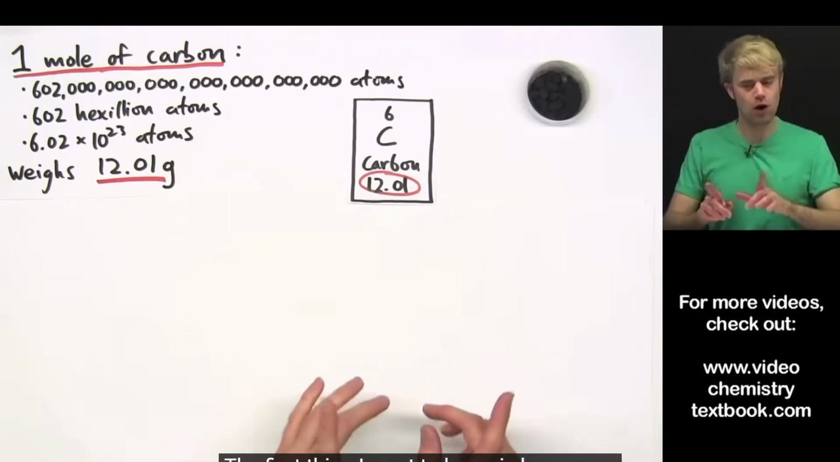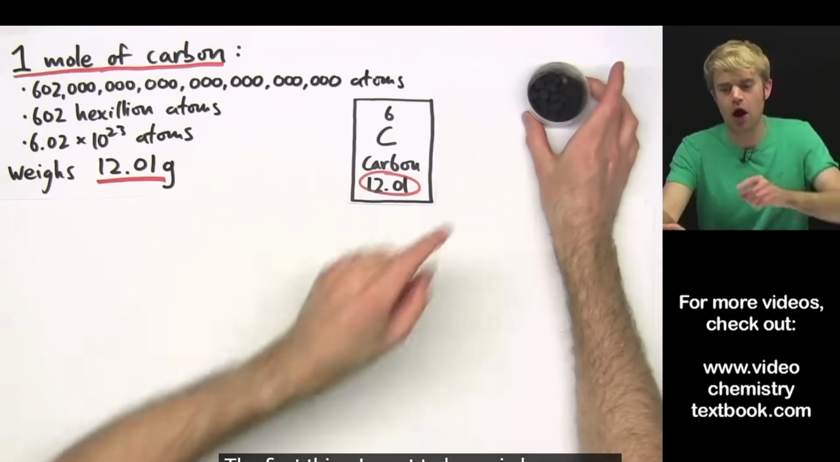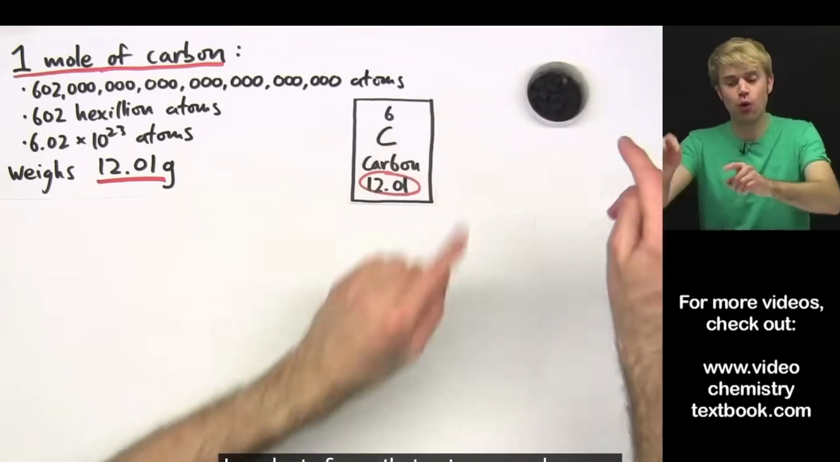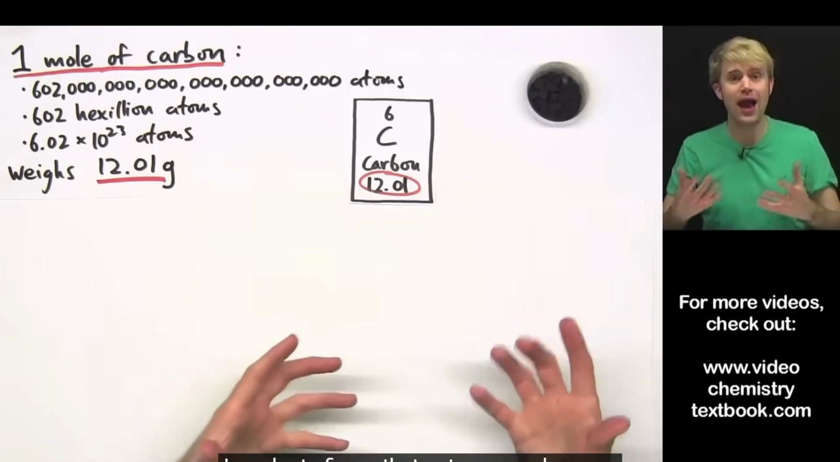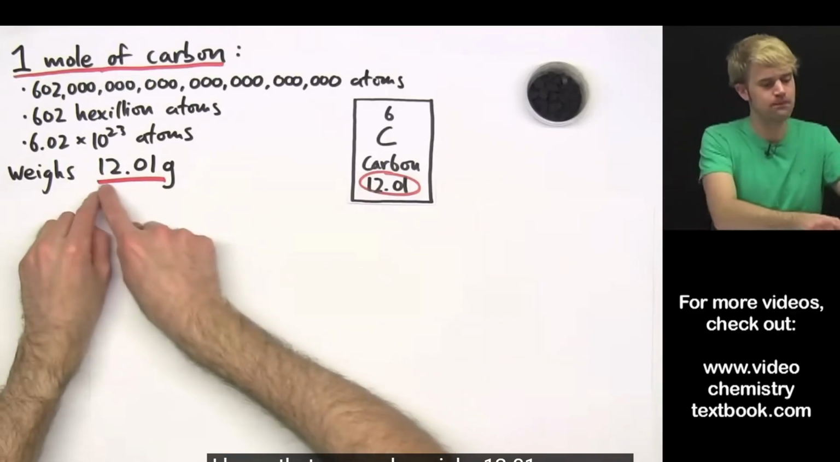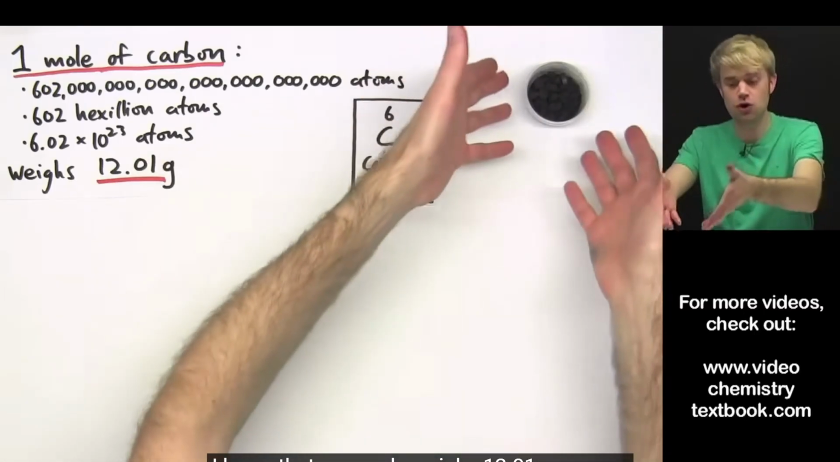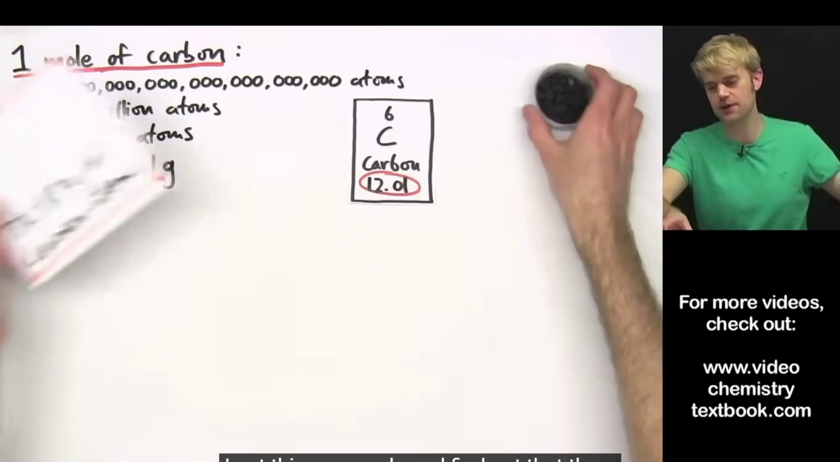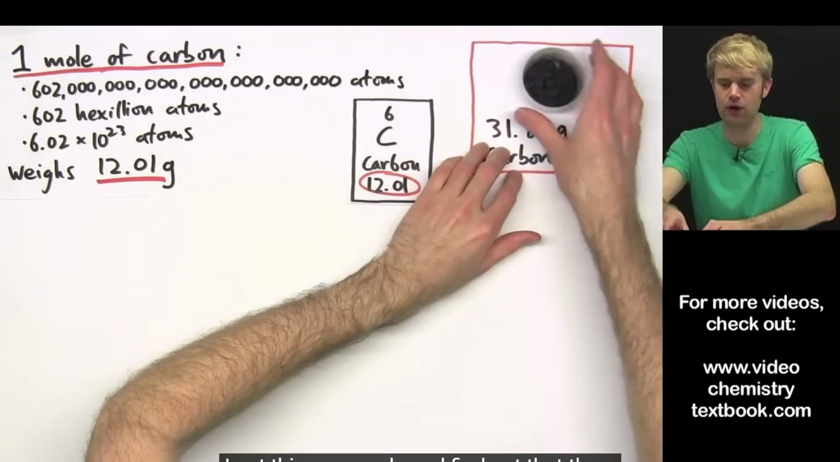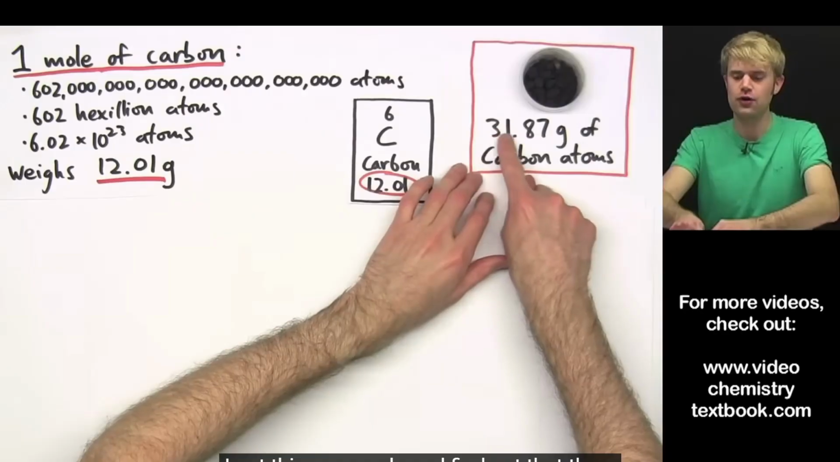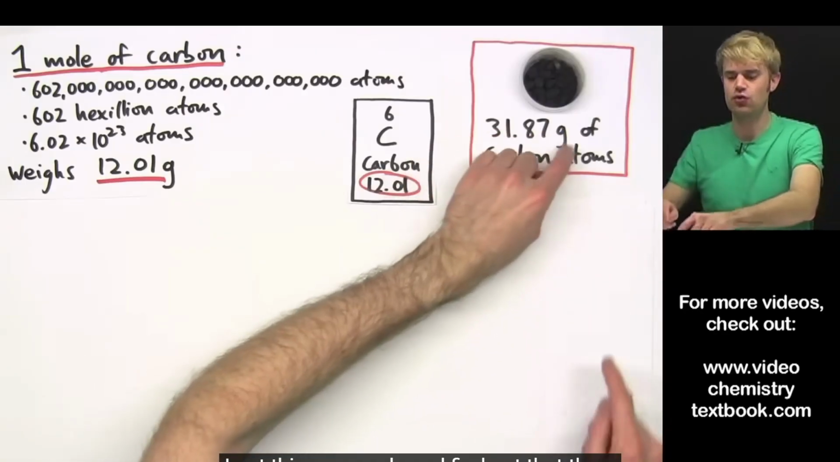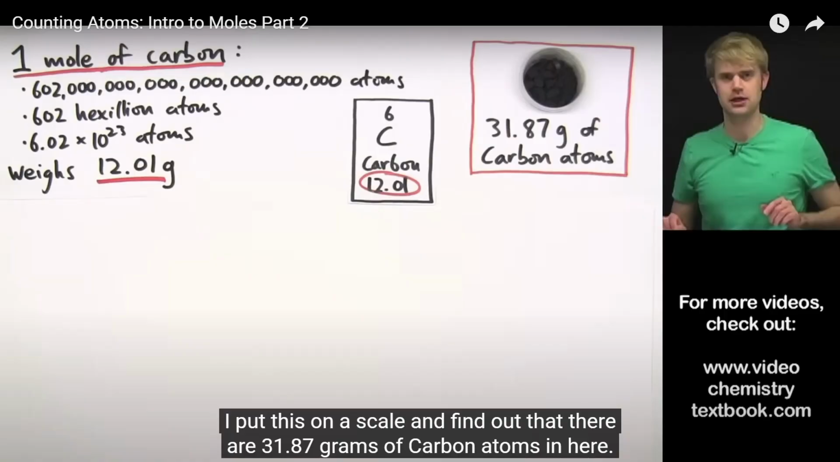So the first thing I want to know is how many moles of carbon do I have here? In order to figure that out, we can do some weighing, all right? I know that 1 mole weighs 12.01 grams, so let's weigh this and figure out how many total moles we have in here. I put this on the scale and find out that there are 31.87 grams of carbon atoms in here. So, is there more than a mole there, or is there less than a mole there?